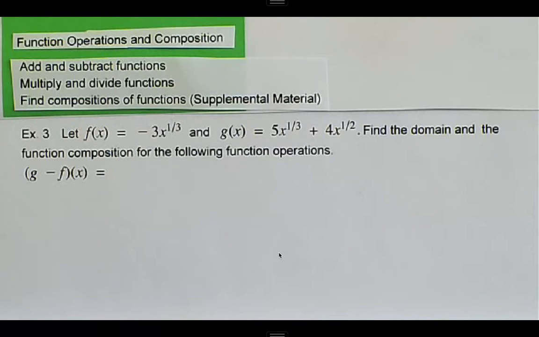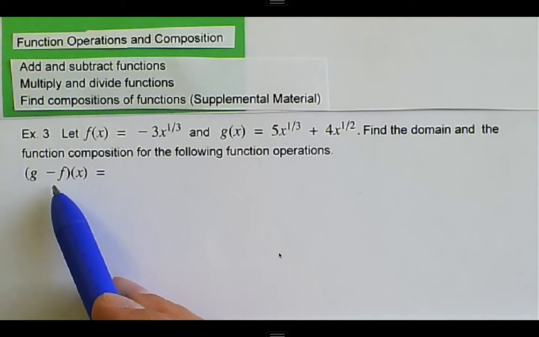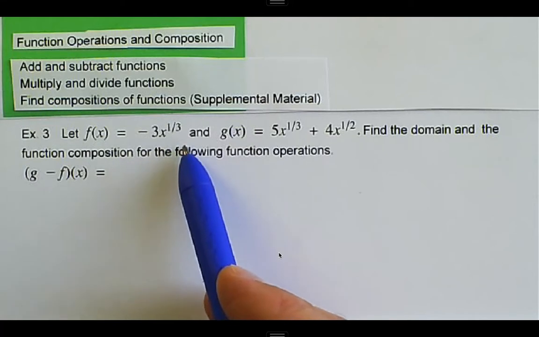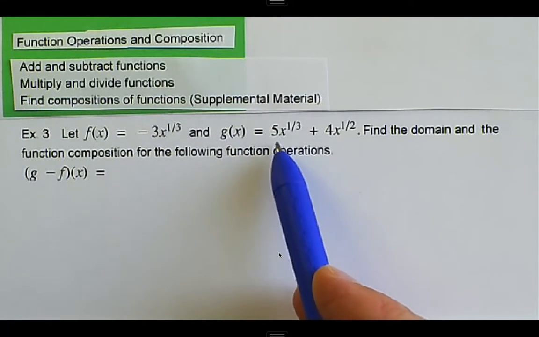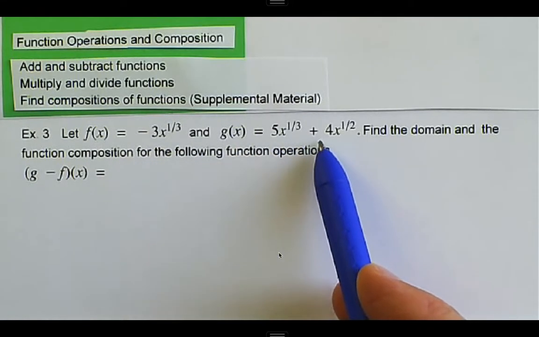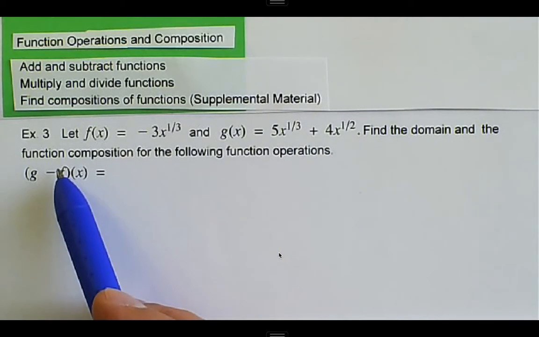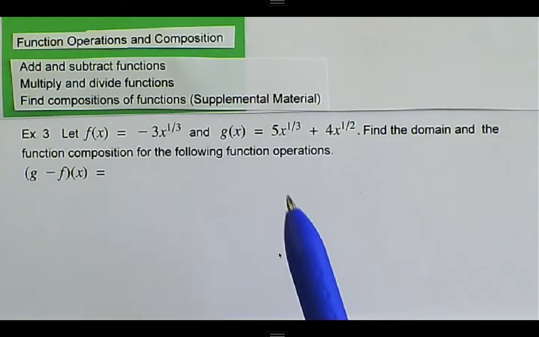We're talking about operations with functions and composition. And here we have a function operation with subtraction. Let f of x equal negative 3x to the 1/3 and g of x equal 5x to the 1/3 plus 4x to the 1/2. Find the domain and the function composition for the following function operation.